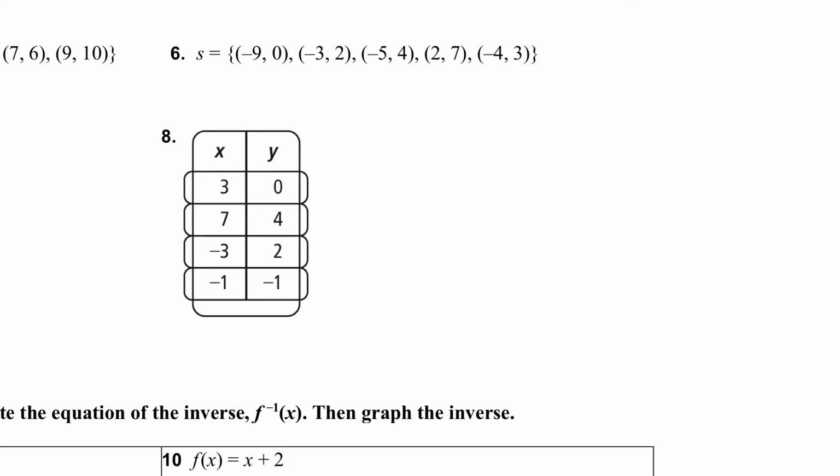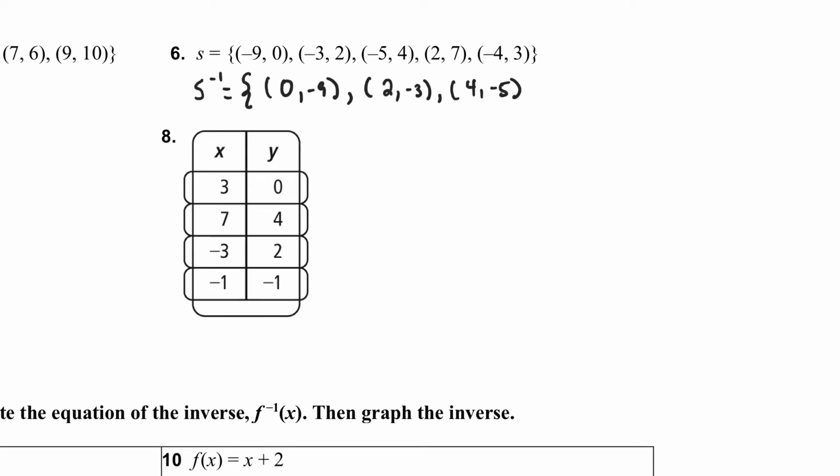Once again, we have this relation S, and I'm going to write the inverse. Here is the inverse symbol. That is the inverse of S. So we have 0, -9. Remember, we have the -9, 0, so the inverse is 0, -9. Then we have -3, 2, so the inverse is 2, -3. We have the inverse of -5, 4, so that will be 4, -5.